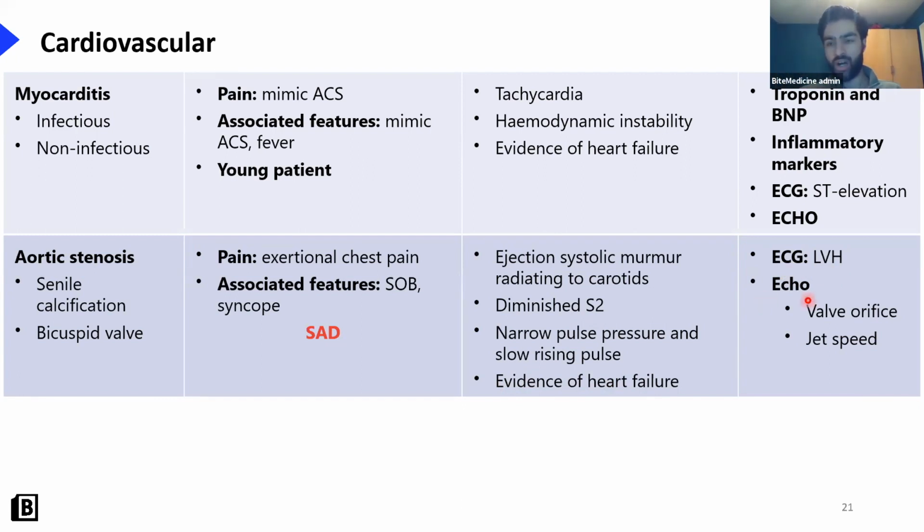You can do an echocardiogram to look at the valve itself and how wide the gap is between the valve cusps and the jet speed, i.e. the velocity of blood moving across the valve. So does anyone know what orifice size is suggestive of severe aortic stenosis? This is something that you should know for finals.